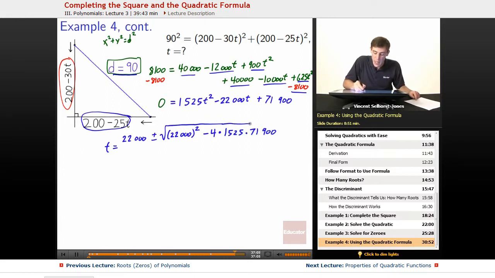22,000 squared minus 4 times 1525 times 71,900. At this step, we might toss just the part underneath the square root in, use the discriminant, make sure there is an answer. It will turn out that there is an answer, so we'll just keep going. And that's going to be divided by 2 times 1,525.